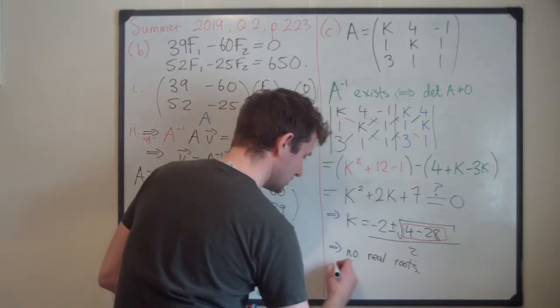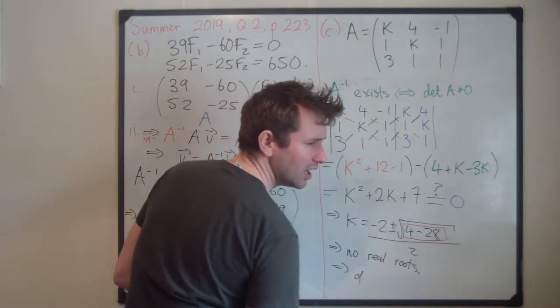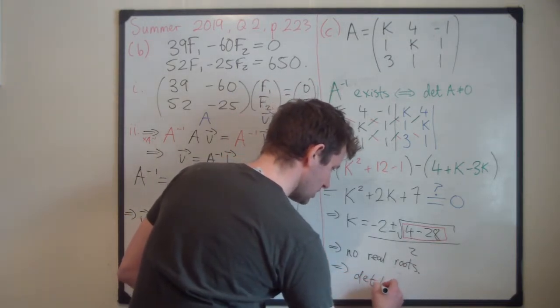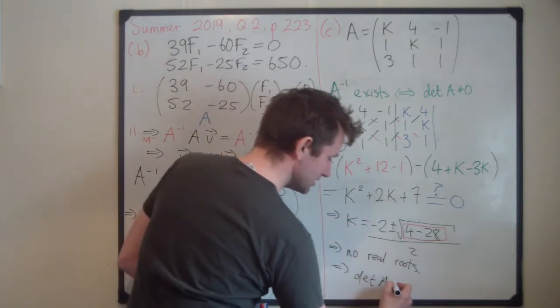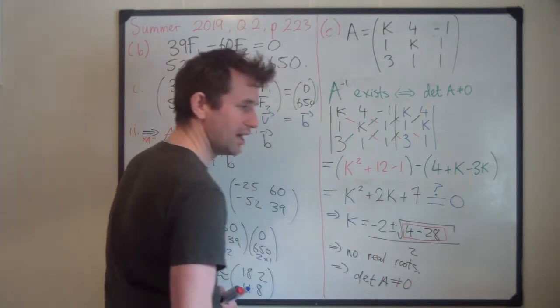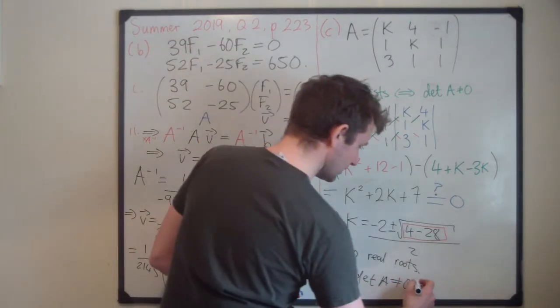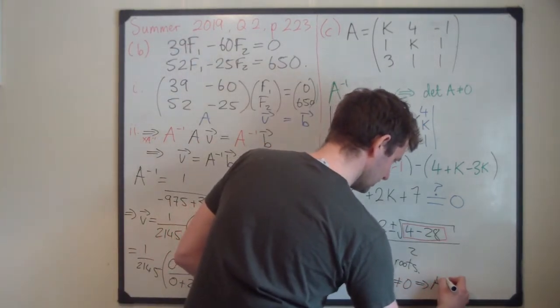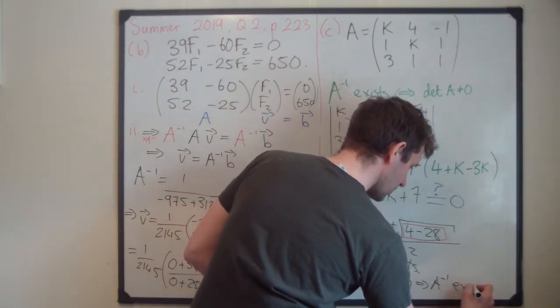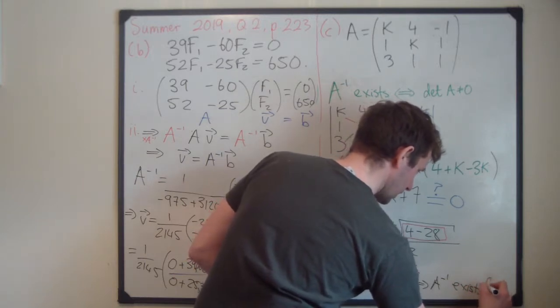And that means that the determinant of A, which is this, is not equal to 0, and that implies that A is invertible. A inverse exists for all k.